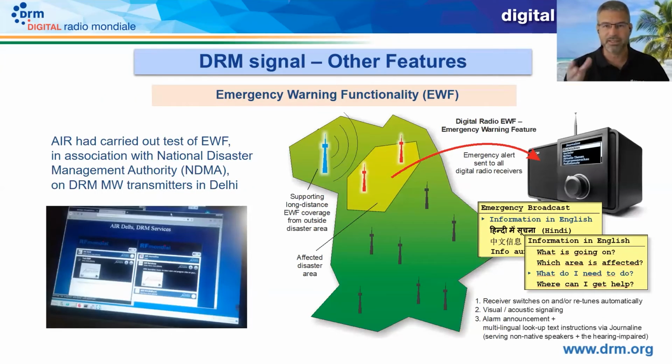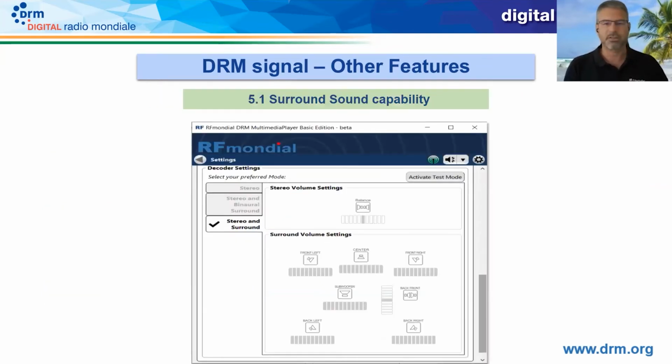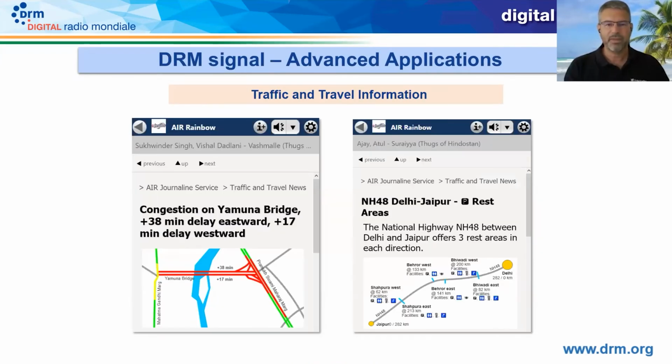Emergency warning functionality with live announcements was presented, with live creation of the events at the studio site from a common CAP source, the Common Alerting Protocol, which DRM is fully integrated with. And surround sound, as I mentioned, as another feature. The traffic and travel information was used and demonstrated in detail, where you can show the current road congestions, not just as a little text information or a symbol on the map, but with detailed information of expected delays and so on, or in this case, travel information with rest area information and so on.